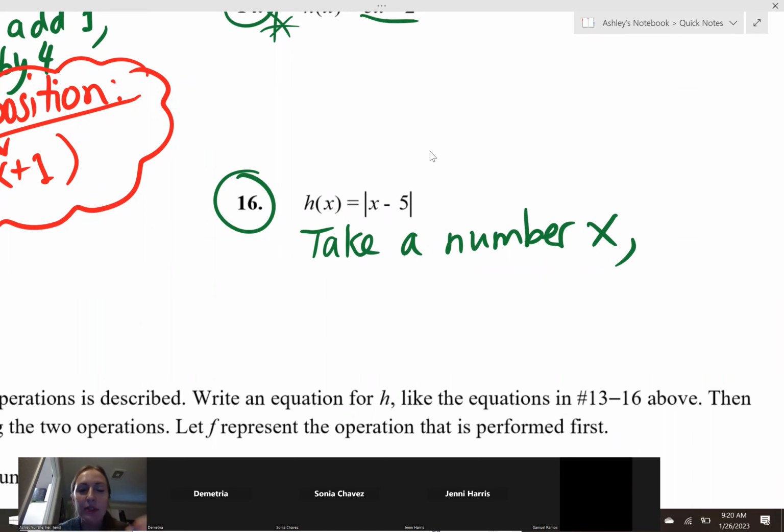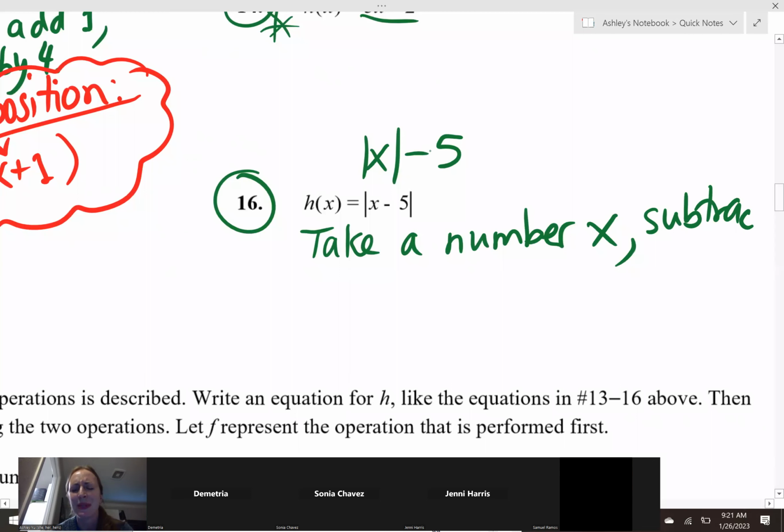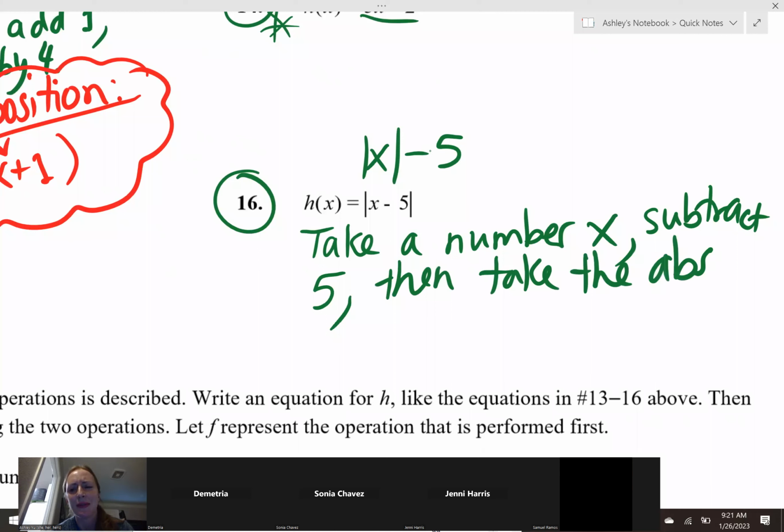Yeah, but if it was the other way around, if they had wanted us to take the absolute value first and then subtract, it would have been written like absolute value of x and then minus 5 at the end. So for this one, because the 5 is included in the absolute value, we're going to want to subtract 5 first. It's not easy to tell which one's first sometimes, especially with the absolute value. If we take a number x, subtract 5, then take the absolute value. But it's not obvious which way it is until you see a lot of examples, then it becomes easier.